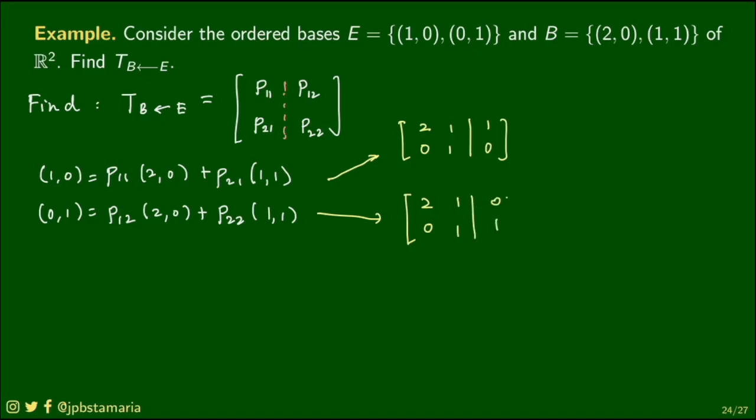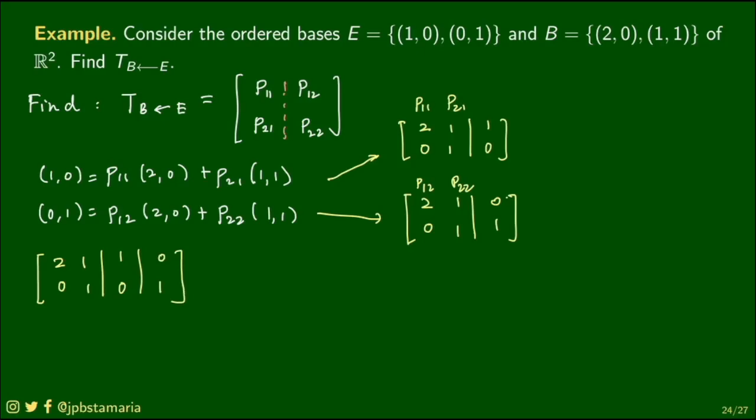0, 1. Now here, take note that although they seem to have the same coefficient matrix, they are solving for 2 different unknowns. The first one solves for P11, P21. The second one solves for P12, P22. But anyway, they have the same coefficient matrix, so why not solve them simultaneously? We can solve them simultaneously as follows.